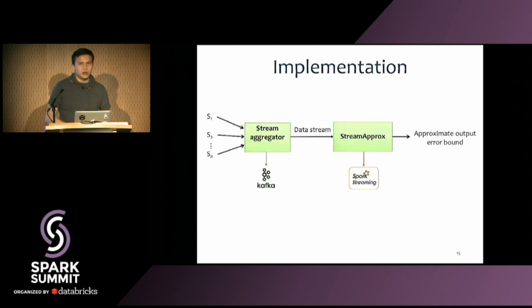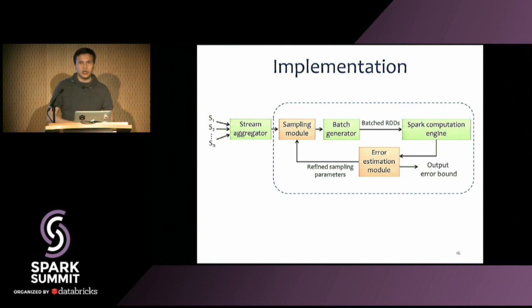To implement our system for the stream aggregator, we make use of Kafka. And to build our system, we use Spark. And actually, we also built some prototypes using Apache Flink. And in this talk, I will present only how we implemented it using Spark Streaming.